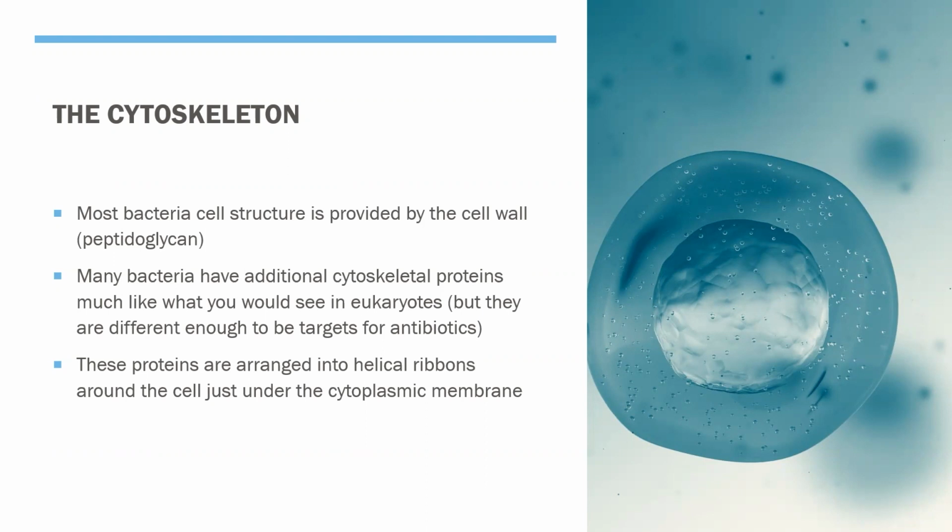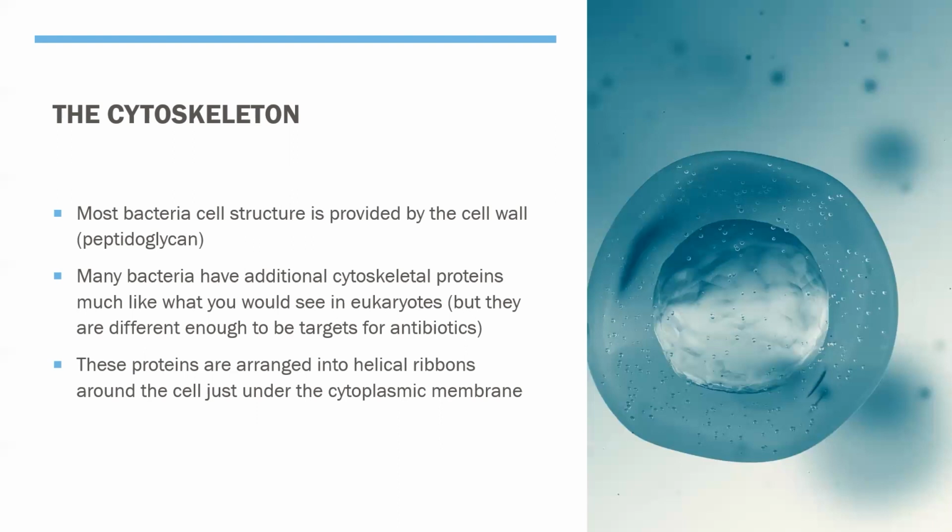It looks similar to what you would see in eukaryotes, where you might have actin and microtubules and intermediate filaments, but the structure of these proteins is different enough that we can target them with antibiotics. So it might look similar, might have a similar function, but their actual sequence is different enough that we can make drugs that will target the prokaryotes and not hurt eukaryotes, which is great when we're treating patients because we want to get rid of the pathogen and not hurt the host or the patient we're trying to treat.